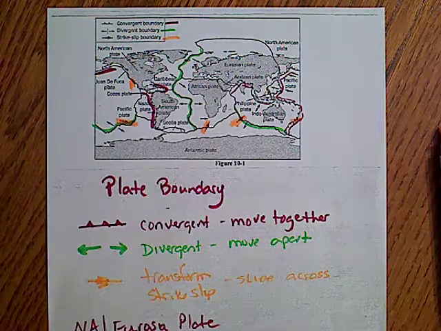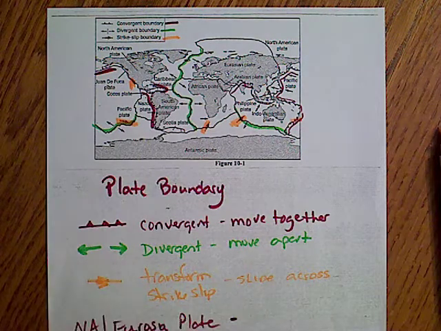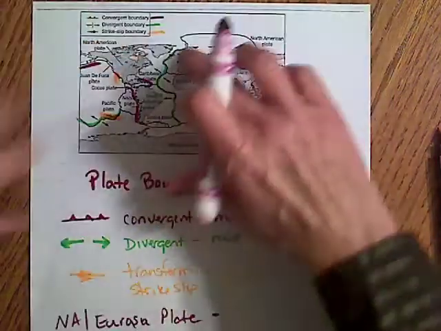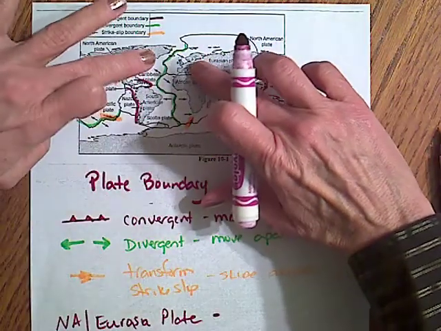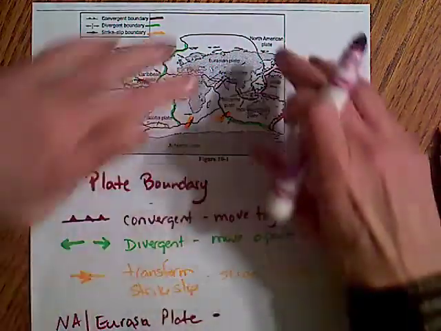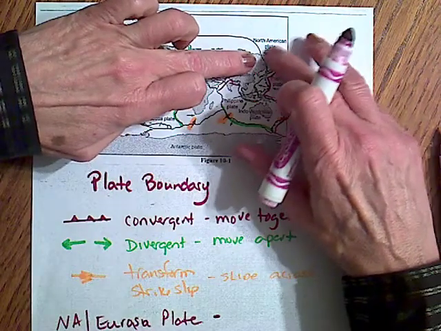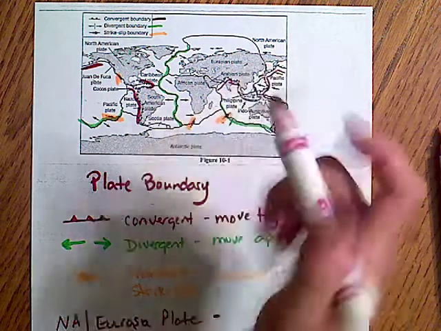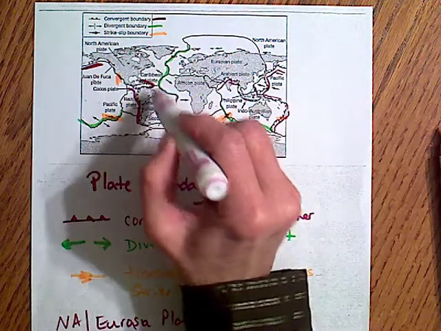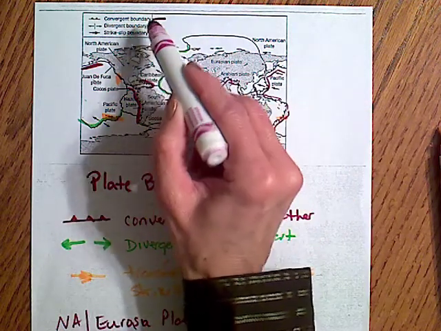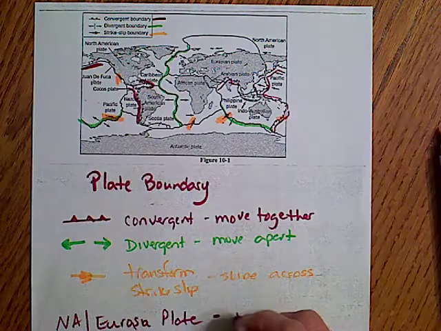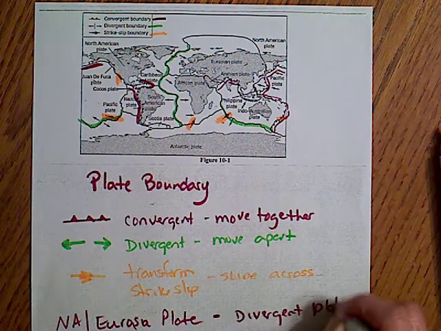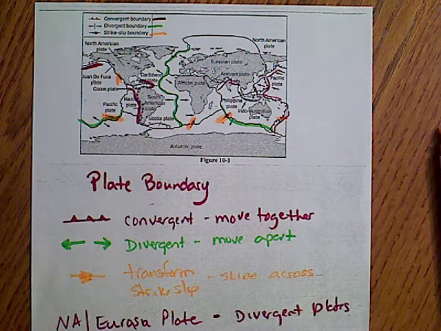So if I asked you what type of boundary I find at these plates, I would look over here. North American and Eurasian plates, right in here. I don't really have any boundary activity going on over in this area, so I would look in this area right here. I have arrows going in opposite directions. I colored it green, so I know that those are divergent plates, plates that move apart from each other.